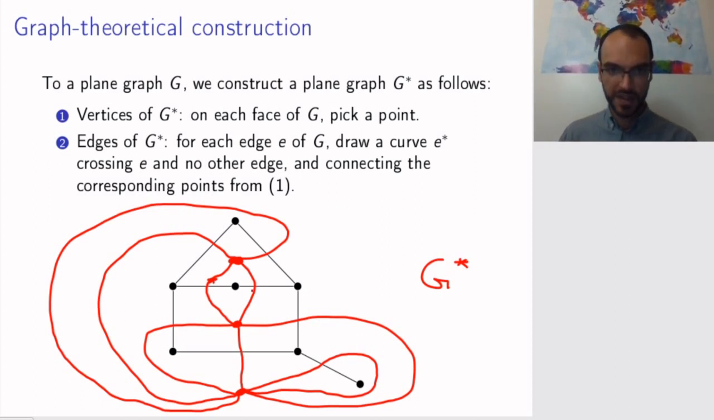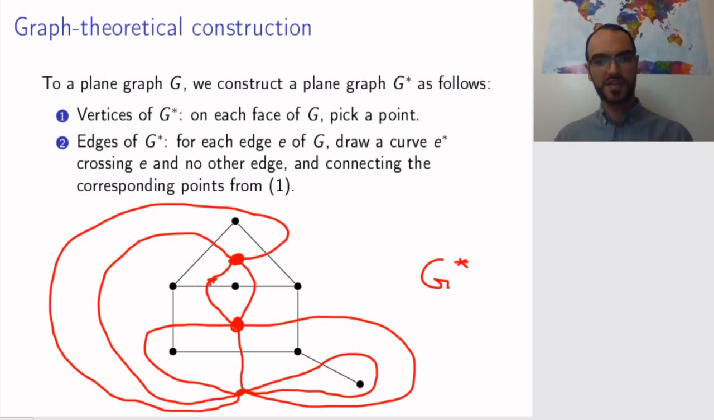Also, if I have two faces with several edges between them, then I will get multiple edges in my red graph G star. Why is that? Well, because I'm going from the same vertex to the same other vertex, crossing several possible edges. So I get more than one red edge between the same vertices.